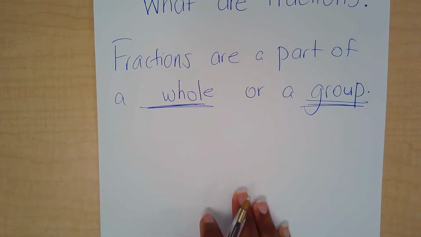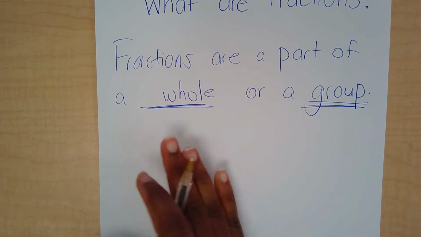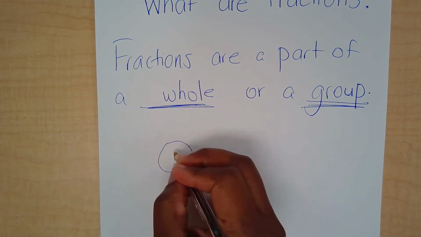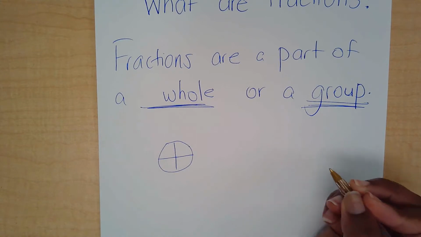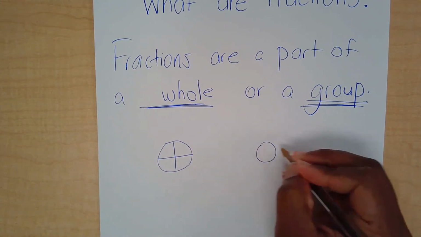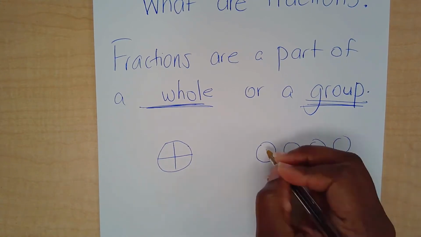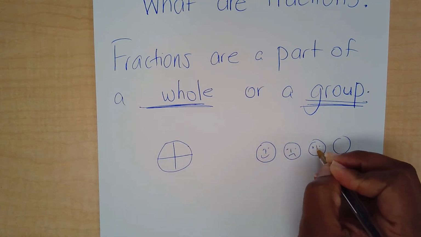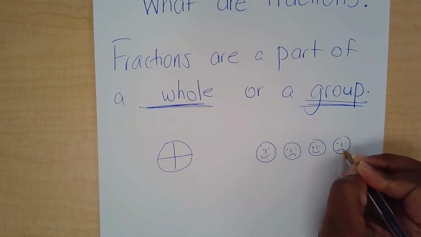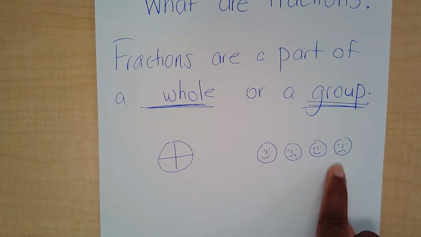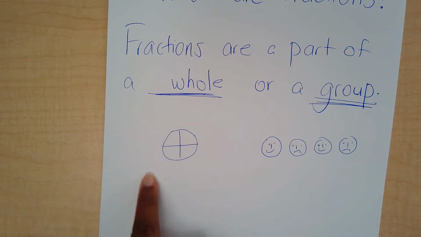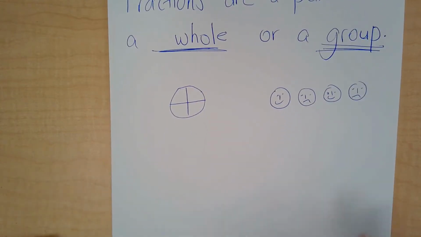Why is this important? Well, sometimes it's not always a picture of a pie or a pizza. It's not always looking like this. Sometimes it can be a group such as this. I could have smiley faces, sad faces, smiley face, sad face. And I could get a fraction from this group, but I could also get a fraction from this whole right here. But what's very important for us to know about fractions?